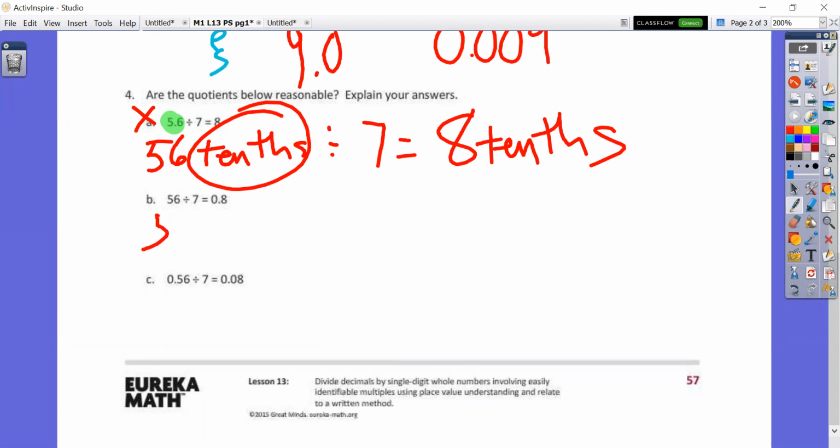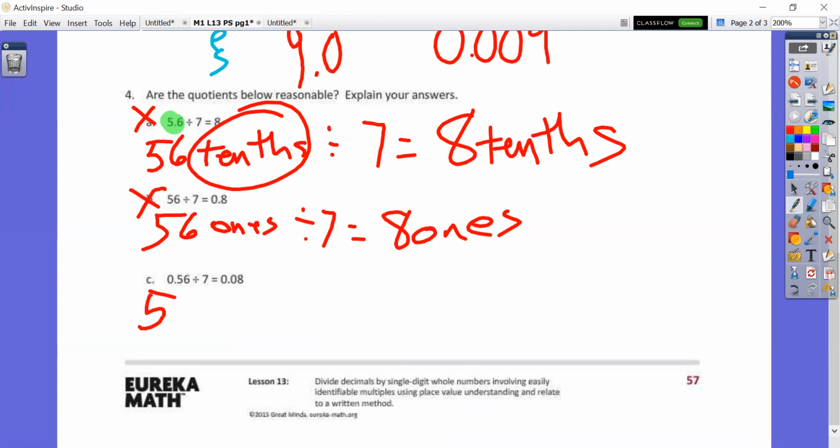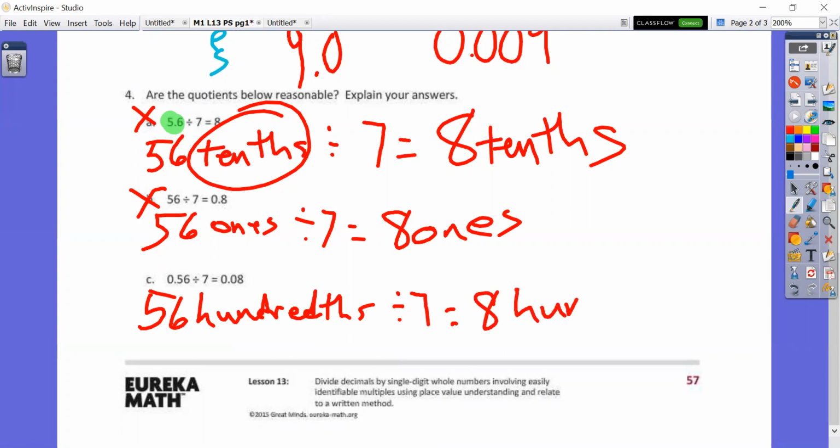Okay, well, this one, I don't see a decimal in that number, so I know it's 56 ones divided by 7, and they're saying it's 8 tenths. But 56 divided by 7 we know is 8, but the unit is ones. So again, this one is wrong. So let's try this one. This one's in the hundreds, so 56 hundredths. And again, we're dividing by 7, so we know that this is going to be 8, but bring our unit with it, 8 hundredths. Oh, well, 8 hundredths looks like 0.08, right? So that one actually was right.